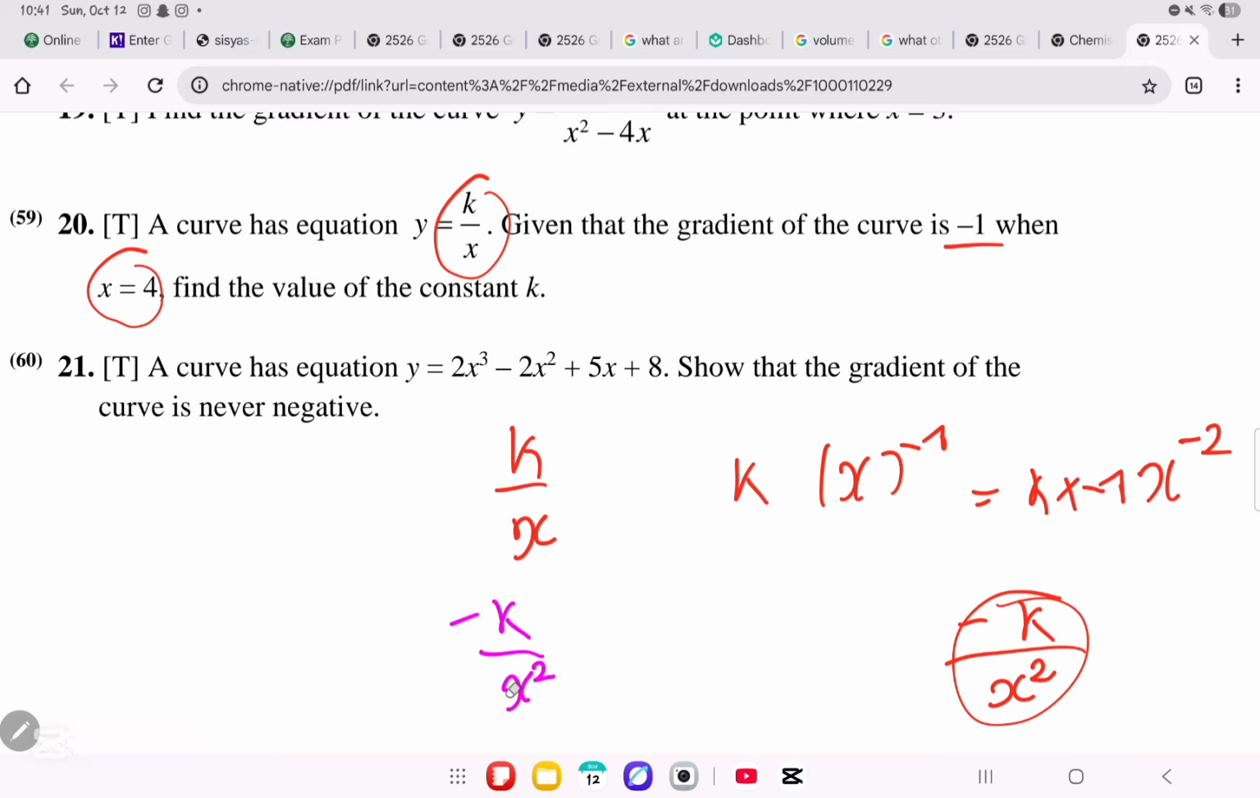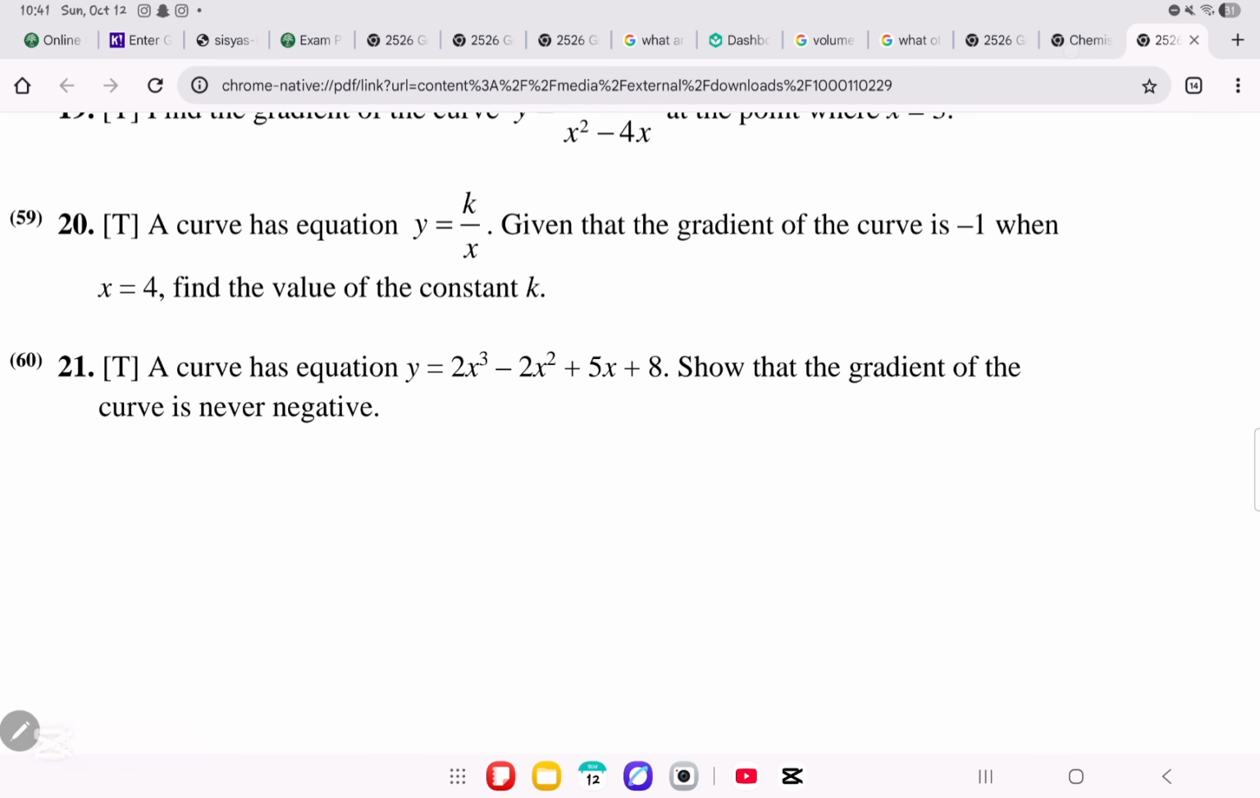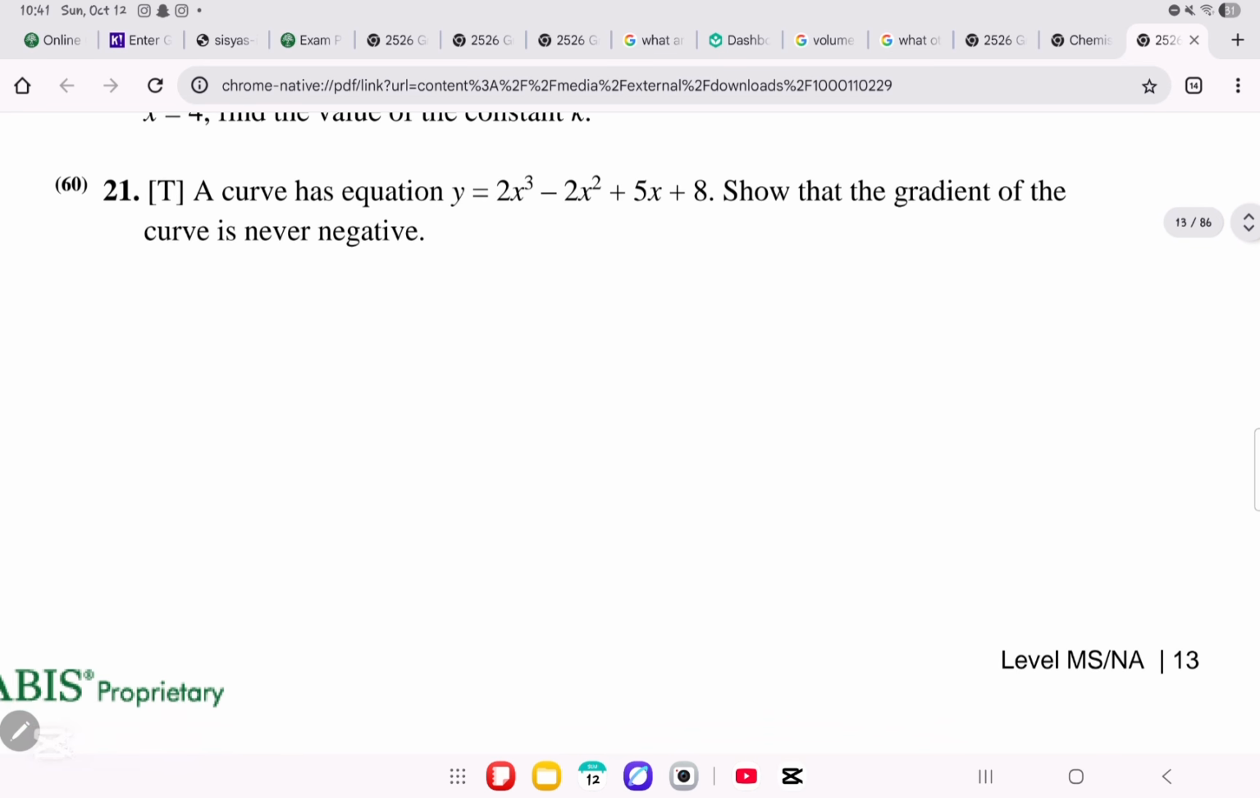They told us that x was 4. It will give us an answer of minus 1. So move this up. It will be minus k is equal to minus 1 times 16. So minus 16. That means k is going to be 16. We move on to 21 top. A curve has the equation y equals 2x to the power of 3 minus 2x squared plus 5x plus 8. Show that the gradient of the curve is never negative. So let's take the derivative to find the slope.